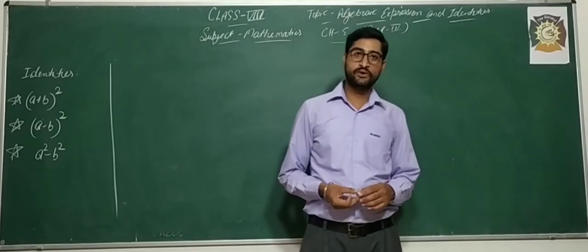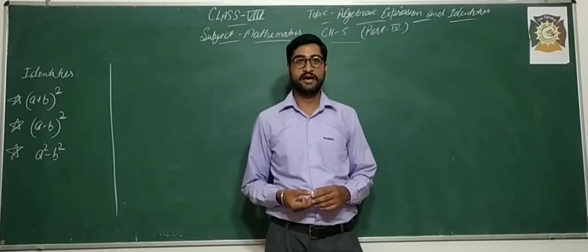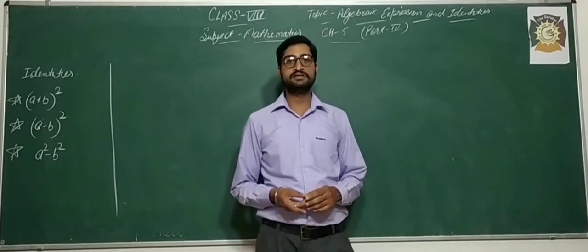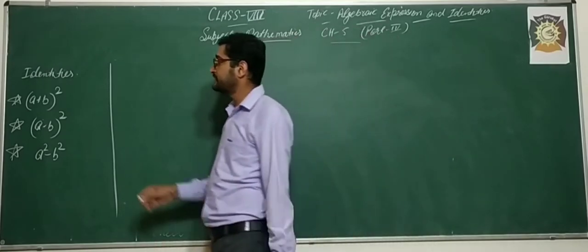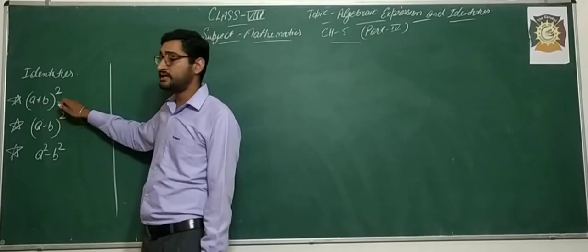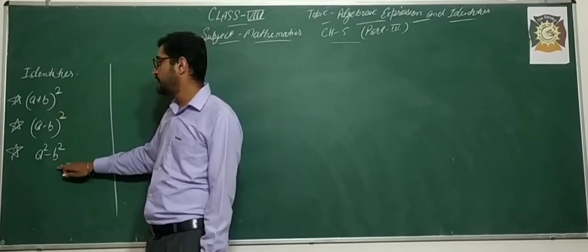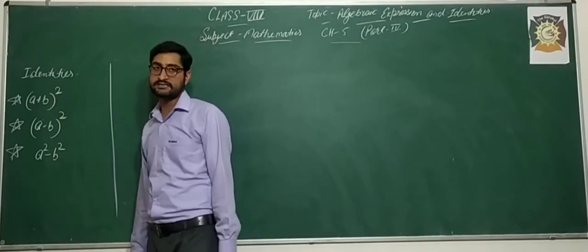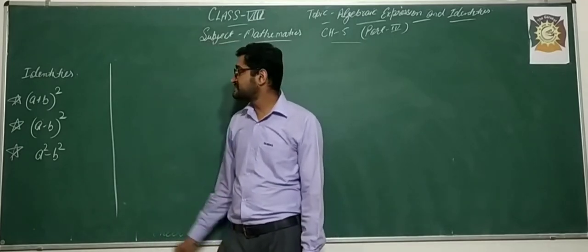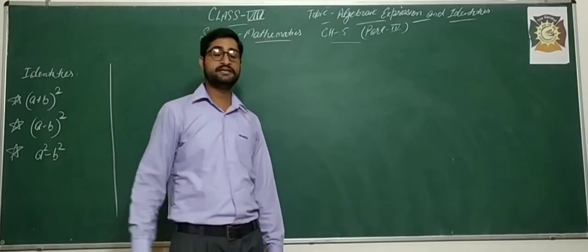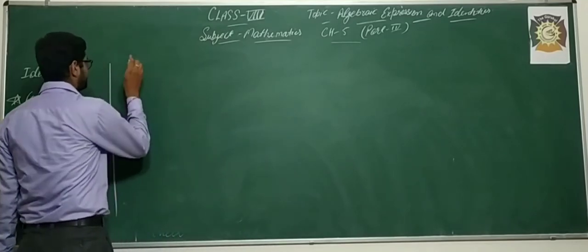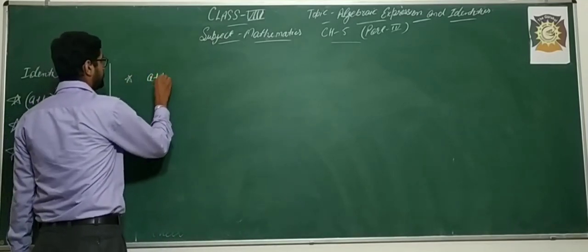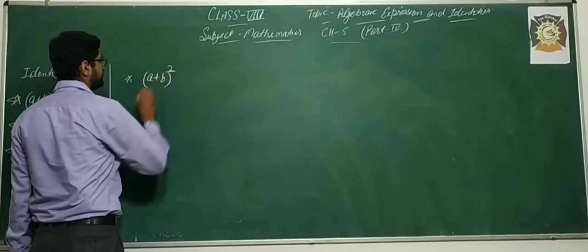As the topic is algebraic expressions and identities, today we will discuss the identities (a plus b) square, (a minus b) square and a square minus b square. So let's start with the first identity, that is (a plus b) whole square. How will we prove this identity?